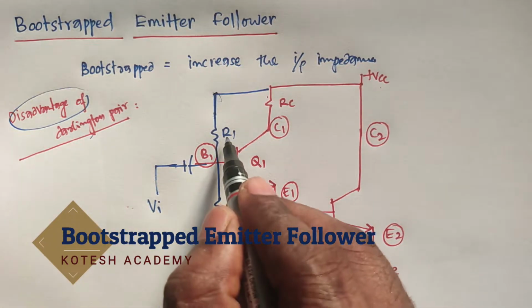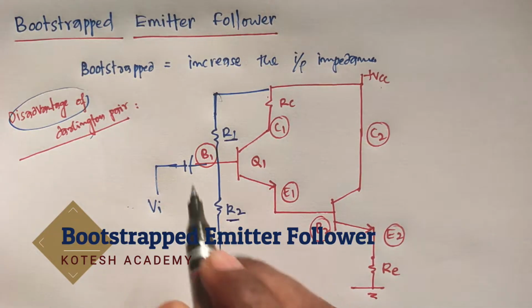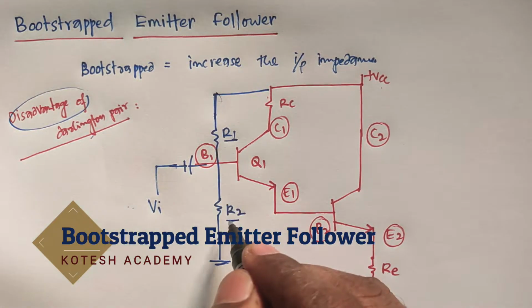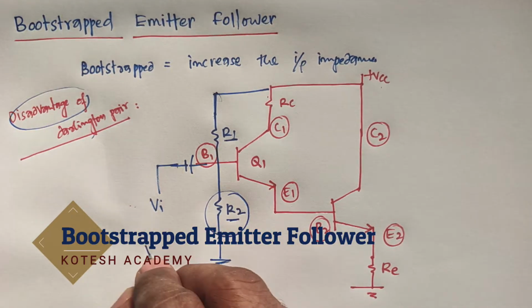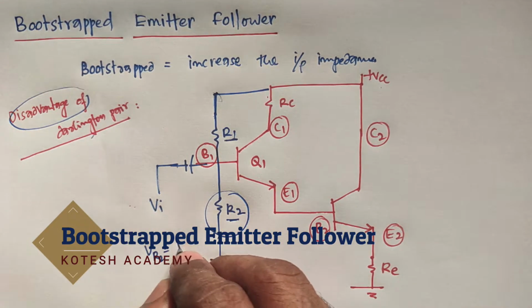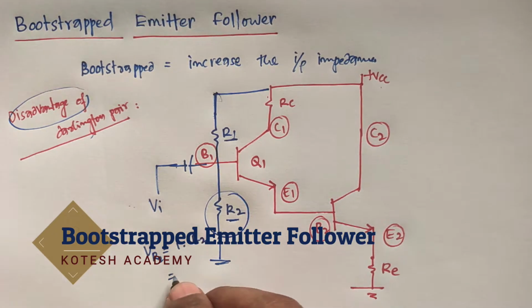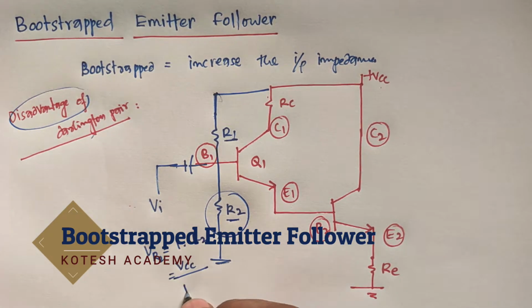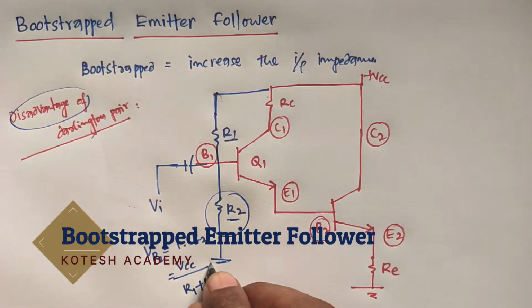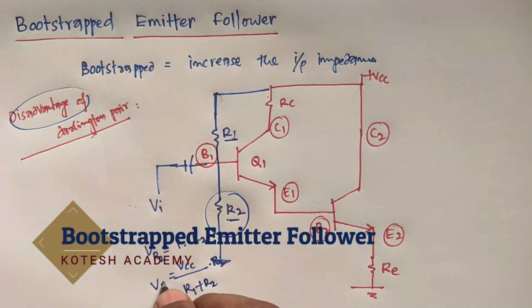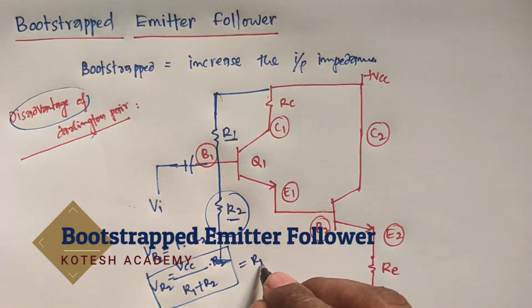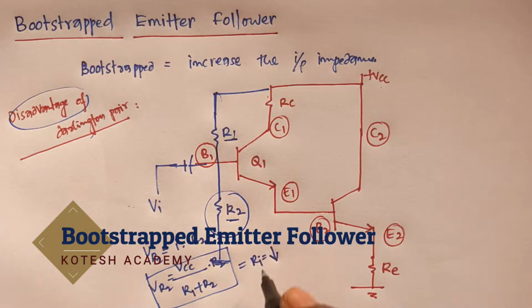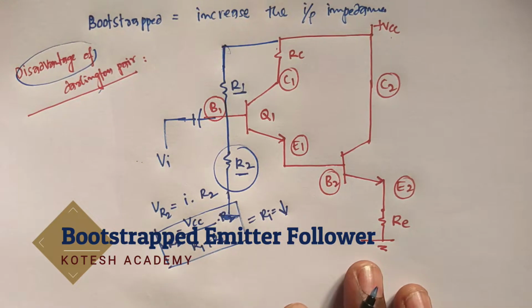But if you use it for a real-time application, we are using R1 and R2 as voltage dividers. Due to the voltage divider, if you calculate the voltage drop across R2, that is VR2, it is equal to I into R2. Here I is equal to VCC by (R1 plus R2), into R2. Due to that, the VR2 value is minimum, and due to that the input impedance value also decreases. This is the main disadvantage of the Darlington pair.